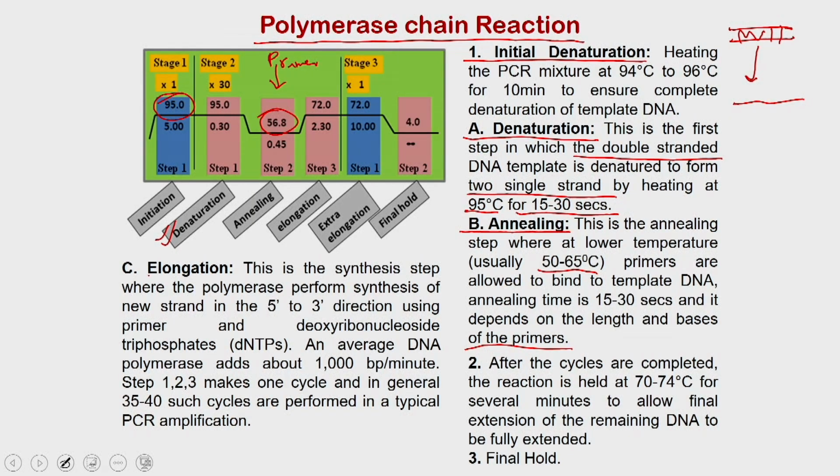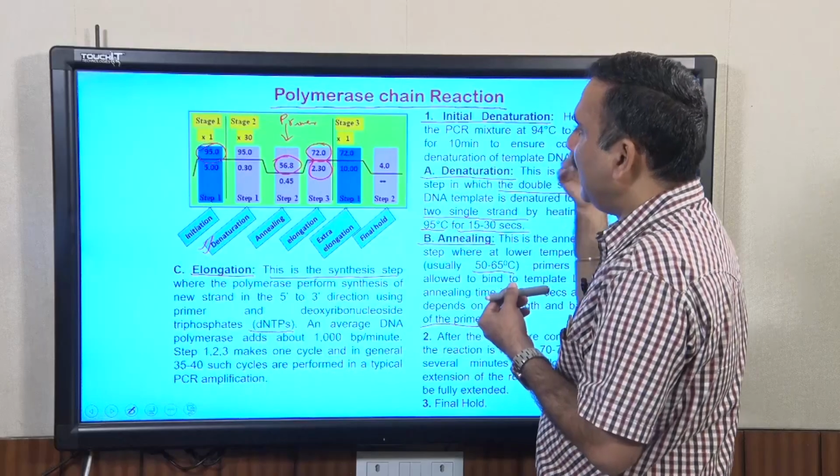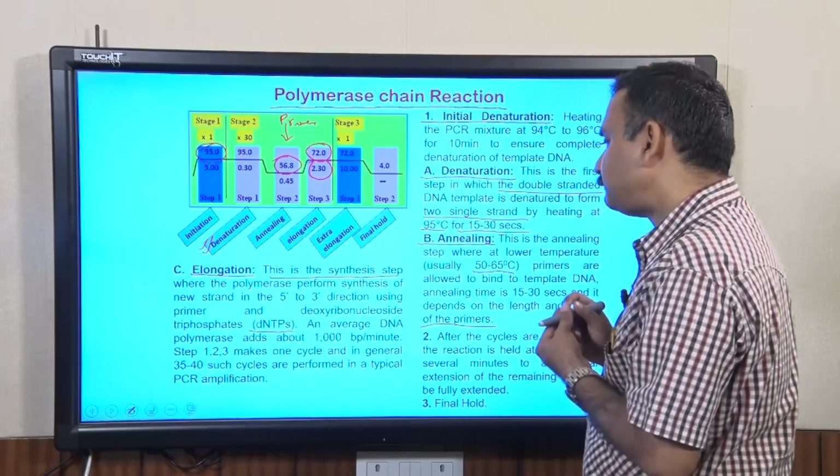Then the third is the elongation step. Then you will increase the temperature slightly, and that will allow the DNA polymerase to synthesize the new strands, and you will keep the time for which the elongation step will continue. During the elongation step, the dNTPs that you provide into the reactions are going to be incorporated into the primer sequences, and that is how it will use the sequence information from the template and synthesize the other strands.